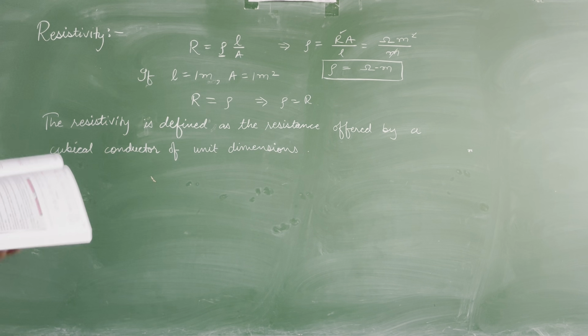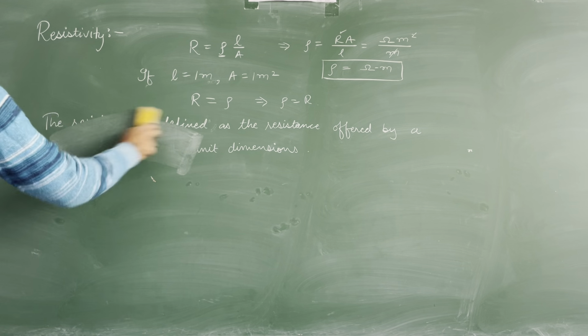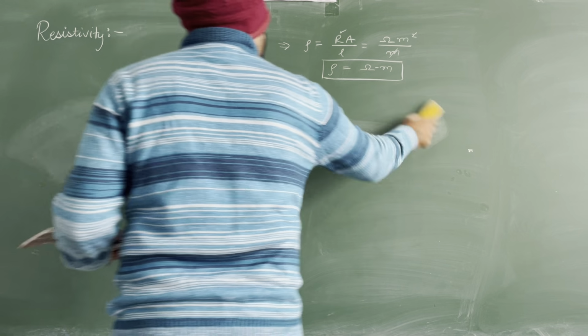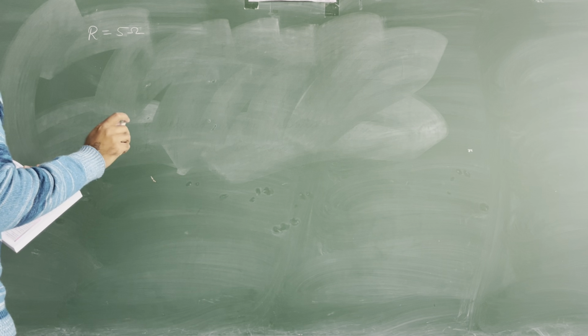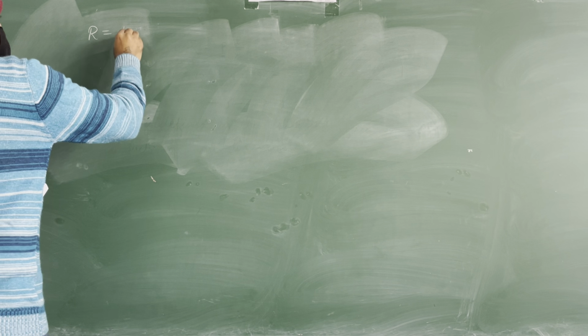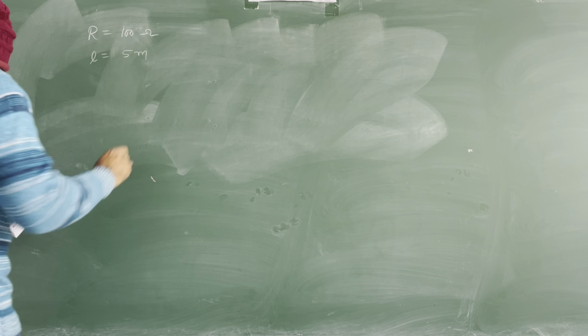Let's discuss some numericals on the basis of resistance and resistivity. Our first numerical is the resistance of a wire is 5 ohm. We have given R is equals to 5 ohm. Sorry, the resistance of a wire is 100 ohm, and the length of the wire is 5 meter.